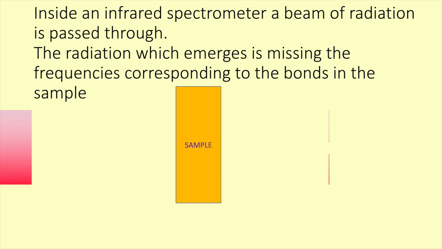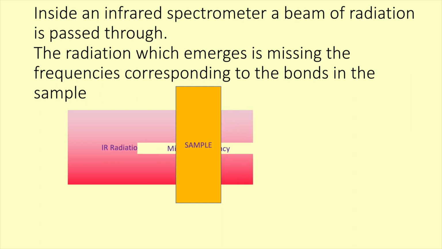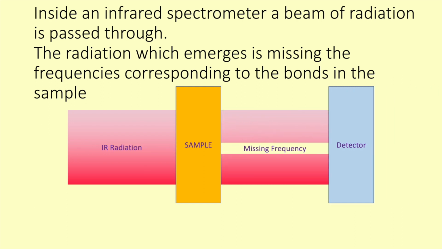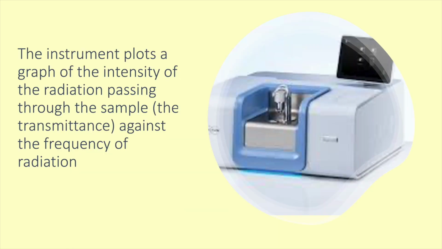So with our infrared spectroscopy, we have our sample, and as we shine our infrared radiation through the sample, the radiation which then emerges is missing the frequencies corresponding to the bonds in the sample. The frequencies that weren't absorbed by the sample do get detected, and we can plot a graph of the intensity of the radiation passing through the sample against the frequency of the radiation.